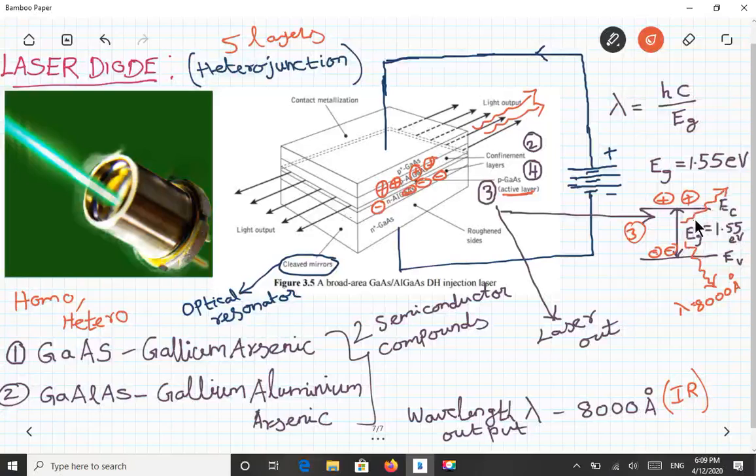Normally you cannot see IR. To show how the laser comes out, I used red light, but normally IR you cannot see. Only the visible spectrum you can see. IR is not in the visible spectrum. The output will be in the range of 8000, which is IR, so you cannot see it.